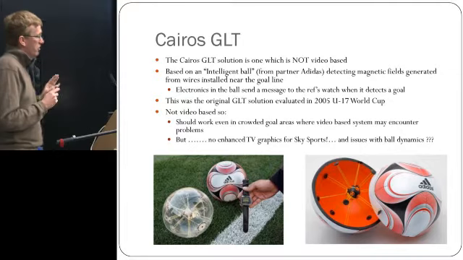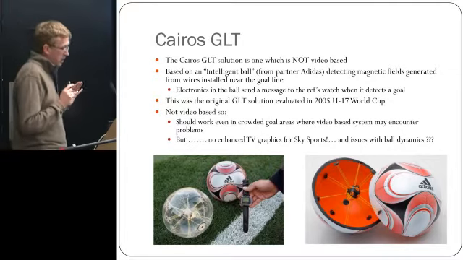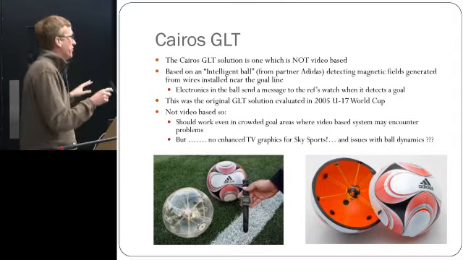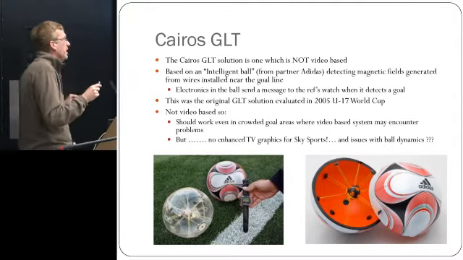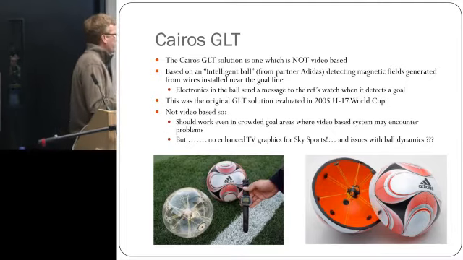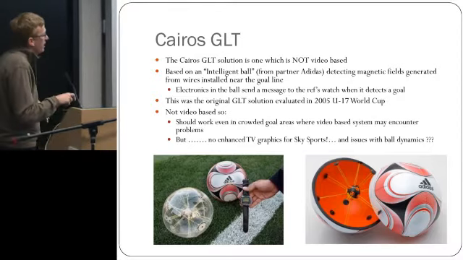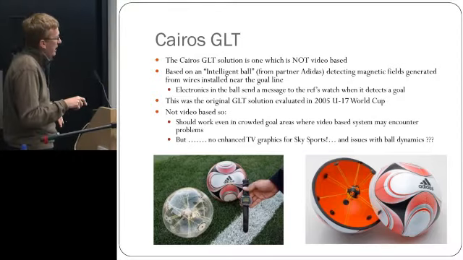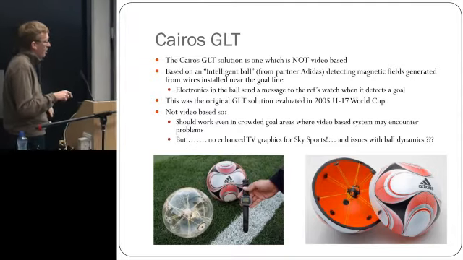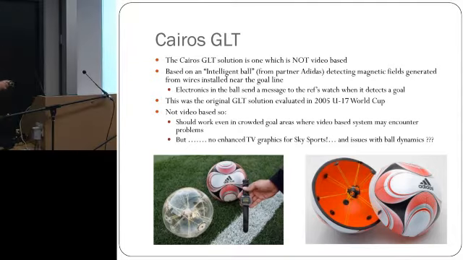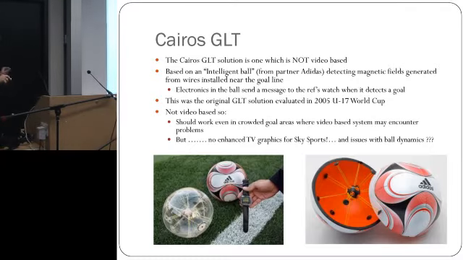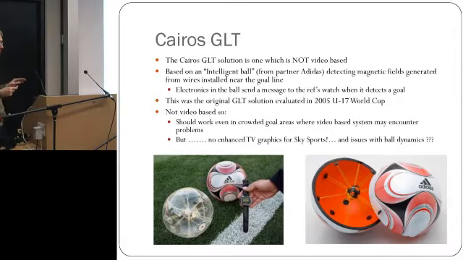So that's Hawkeye. The third one I'll talk about is this Kairos goal line technology. And it's interesting because it's an in-ball technology, which is quite interesting. Sometimes it's called the Sputnik ball because some say this thing in the middle looks a bit like Sputnik. So what you essentially have here is an electronic device in the middle of the ball. These spikes that are coming out of it are essentially to hold the electronic device in the center of the ball. And this was the original system that was evaluated by FIFA in 2005 at the Under-17 World Cup.